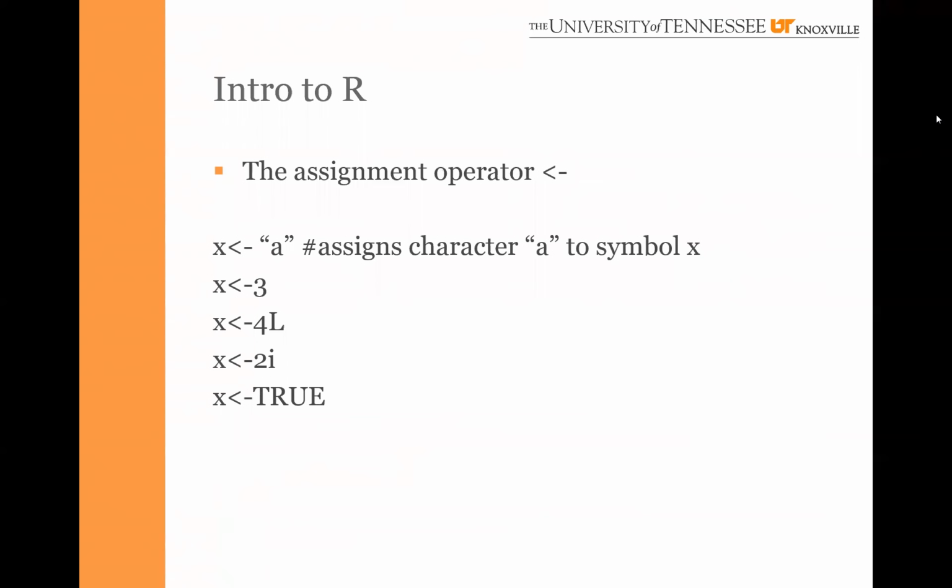Here's an example of a few assignments. So for instance, we have an object X to which we can assign different values. In the first line, we are assigning character A to X, which means that now X is a character object. You can assign number 3 to X. In that case, X is numeric. You can assign 4L to X. In that case, anybody knows? It is integer. So if you put a capital L next to it, it makes it integer instead of numeric. 2i, that's complex. And then true, false, that's logical.